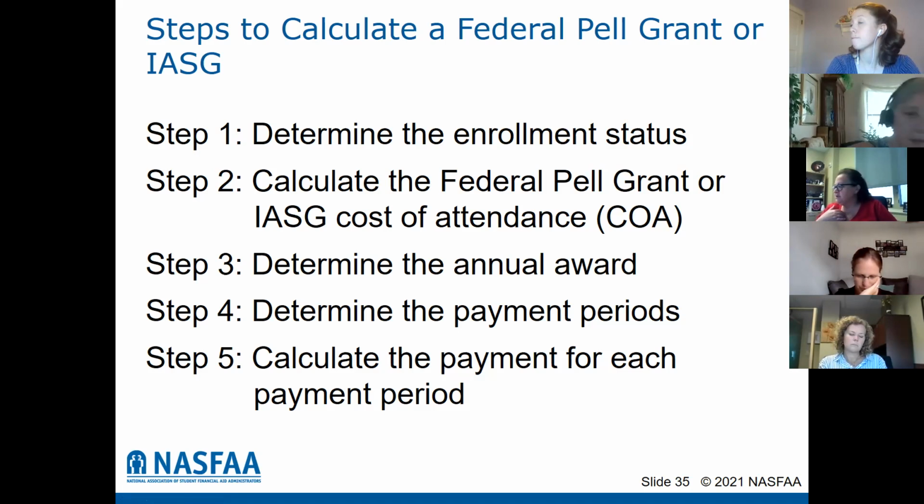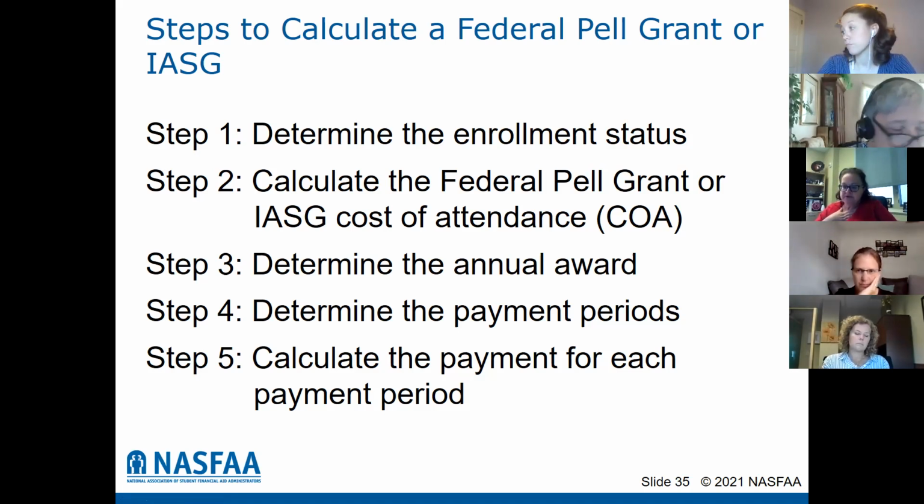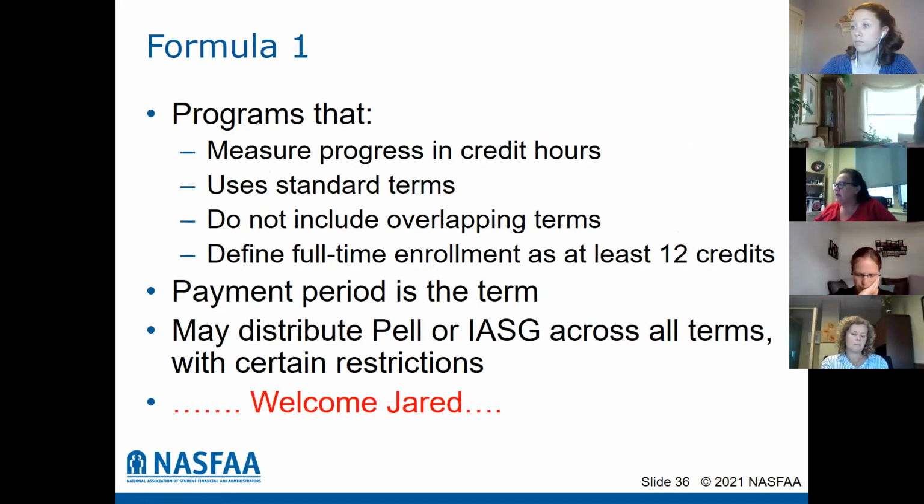So one of the things too, for calculating payments, you could have a student who's full-time and 3/4 time. So obviously remember, the full-time is going to be when they're full-time enrolled, the 3/4 time when they're taking 9 credits. So if you want to think about it that way as well.